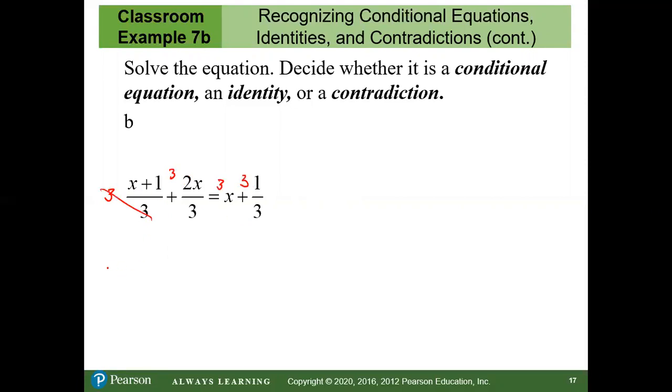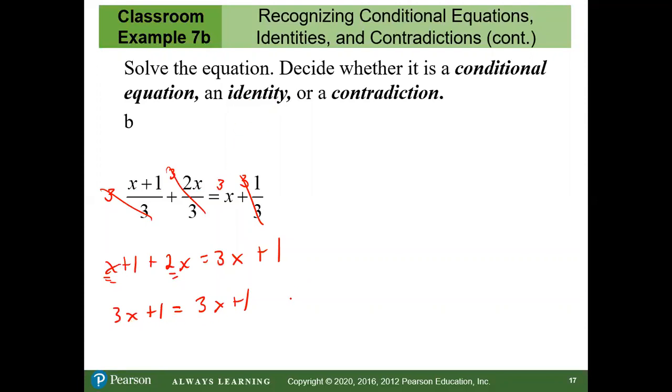So these cancel, you're left with x plus 1. These cancel, you're left with 2x. There's nothing to cancel here with this 3, so you're left with 3x, and then these cancel plus 1. So you have like terms here. So 3x plus 1 is equal to 3x plus 1. Same exact stuff on both sides.